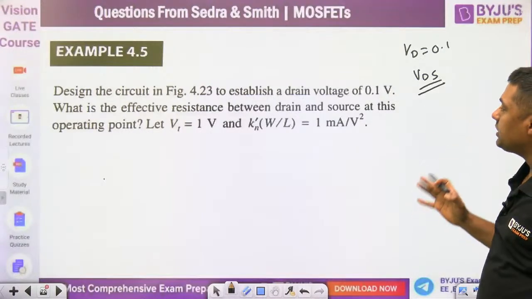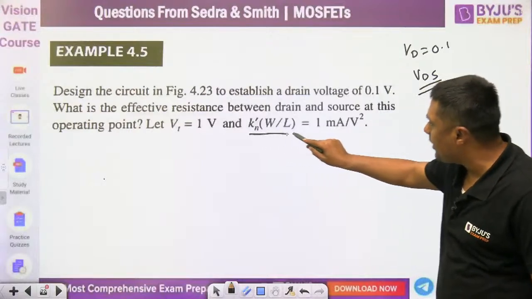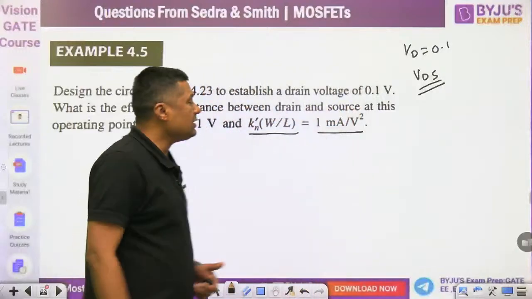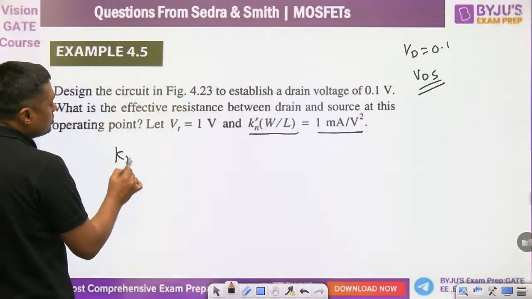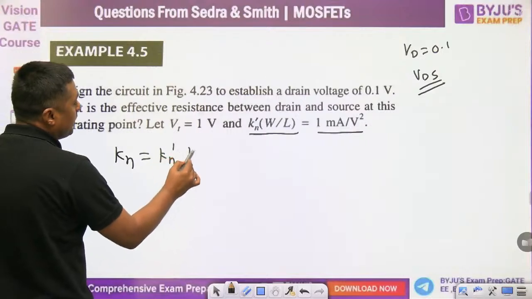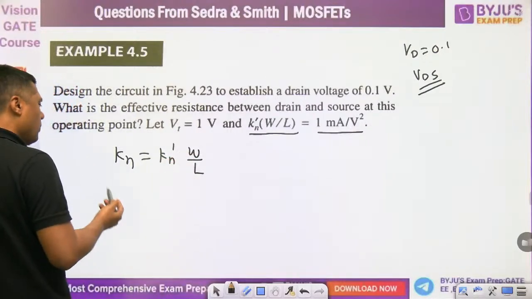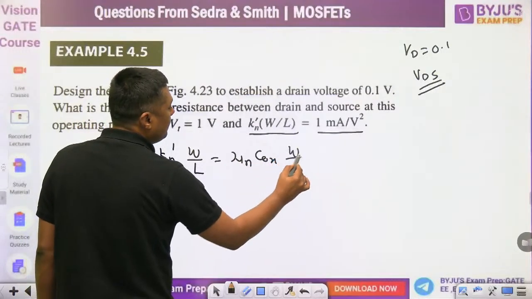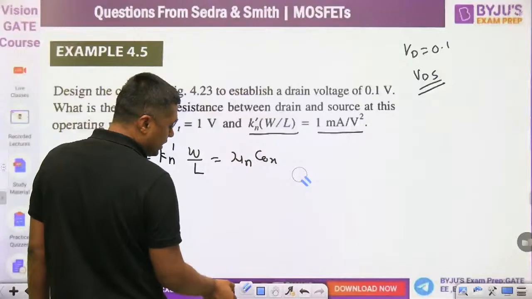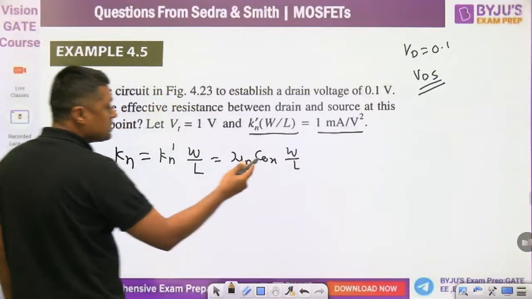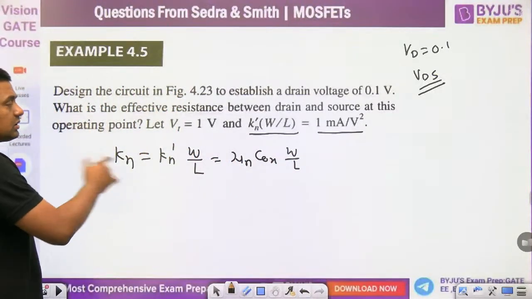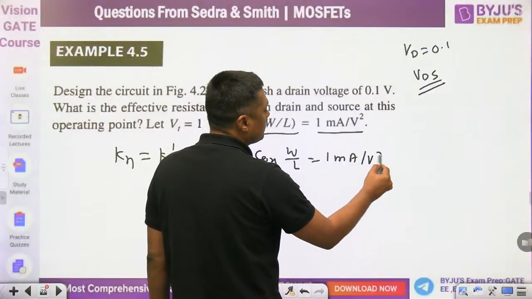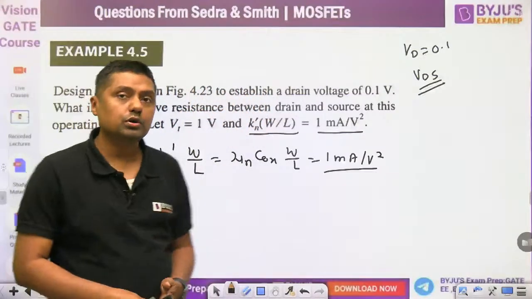Like VT is 1 volt, and Kn' W by L completely is given as 1 milliampere per volt square. Normally in the GATE exam, they will say this is the Kn. Some students are confused. Kn' W by L completely is called Kn. Okay, no problem. What is the Kn'? Mu n Cox. They will mention the aspect ratio. Actually, the aspect ratio is included in this. Separately, the aspect ratio is not given. That is the complete value, and the unit is also the same. 1 milliampere per volt square.